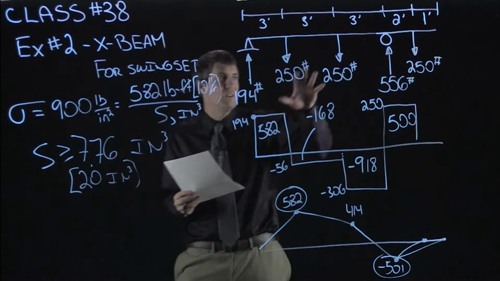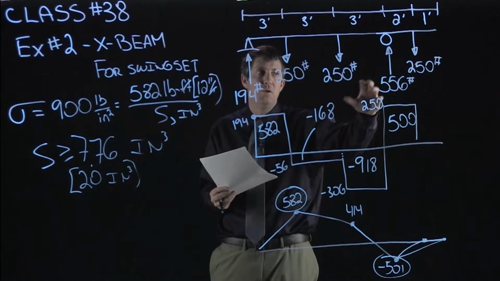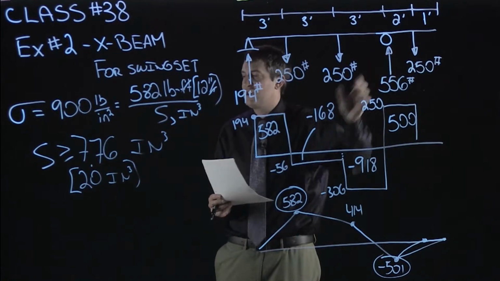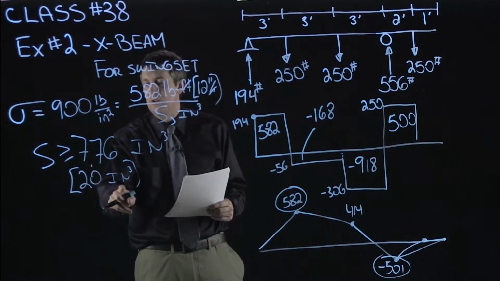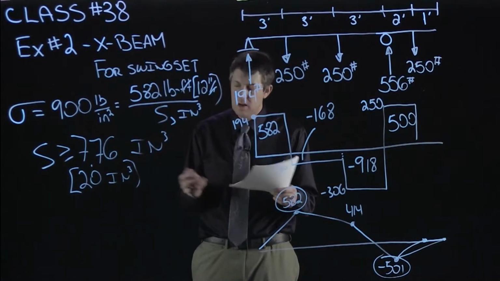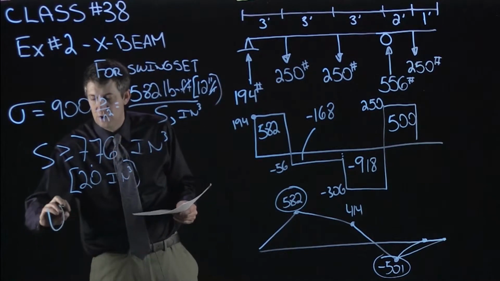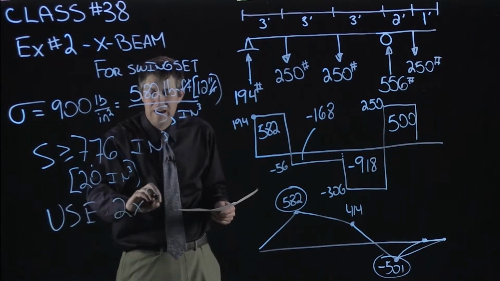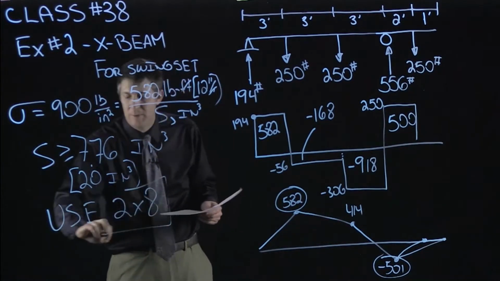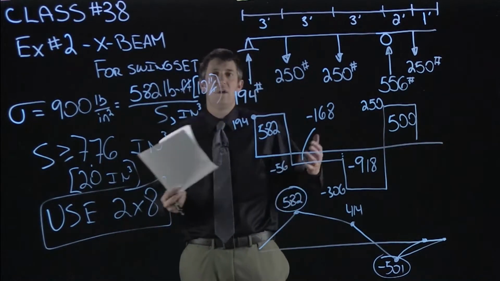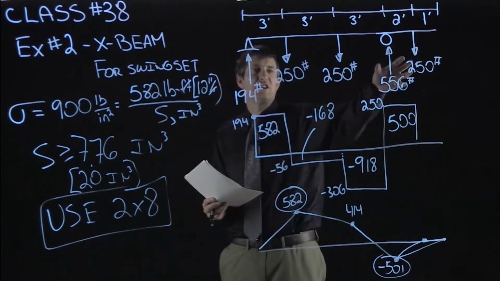So same beam, same loads. We just oriented the loads a little bit differently. We moved that reaction in, and now instead of needing 20 inches cubed for my S, I only need 7.76. So if I go ahead and look at my charts, I can use a 2 by 8 as opposed to that 2 by 10, which I needed for that previous problem. So give some thought on where we actually want to lay these out.